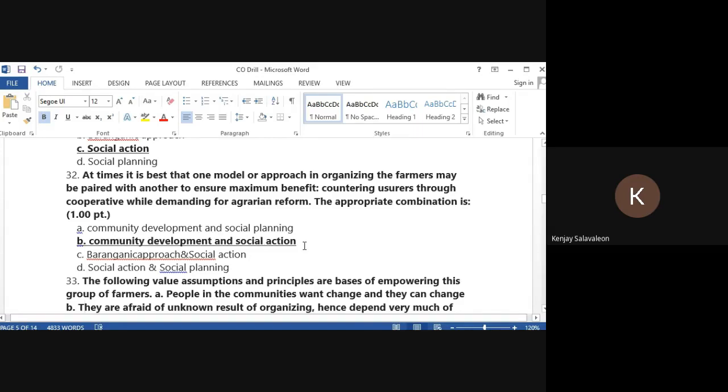Why community development? Why not social planning or organic approach? It's because community development, kung babalikan natin yung definition, is the process of identifying the community needs. After identifying the community needs, they plan as a community, then they implement. Encountering the usurers to form a cooperative, to form an organization, that is very much locality or community development. While yung demanding for agrarian reform, that is social action. So the best option we have, or the only option we have, is actually letter B, community development and social action. Okay, 33.